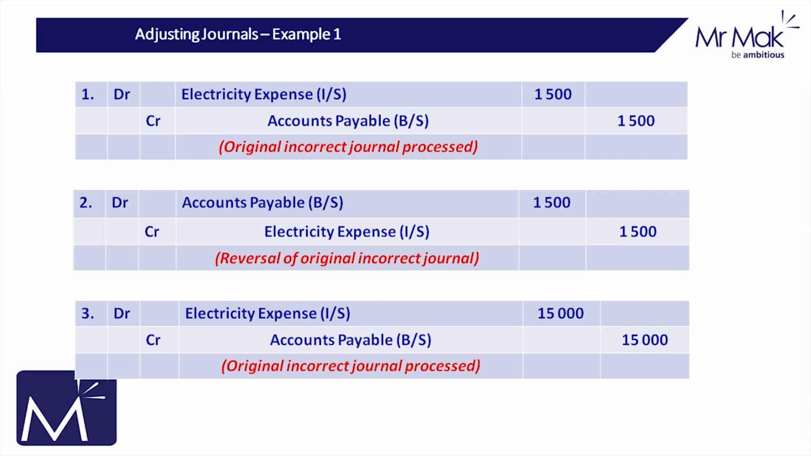We're now going to process the correct entry. And in this case, we debit electricity expense in the income statement of 15,000 and we credit the accounts payable 15,000 as well. That would have the effect of correcting that entry. Let's do one more example.